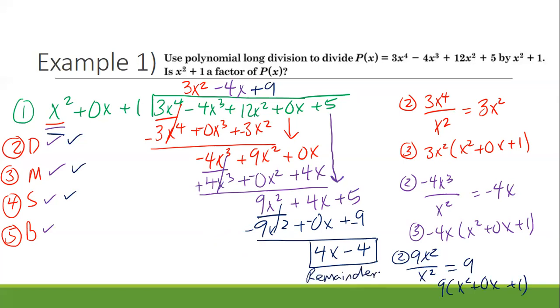Is our remainder 0? No. So our remainder isn't 0. So where it says, is x squared plus 1 a factor of p of x? The answer is no, it is not a factor. And that's because our remainder does not equal 0. So we have our quotient and our remainder.